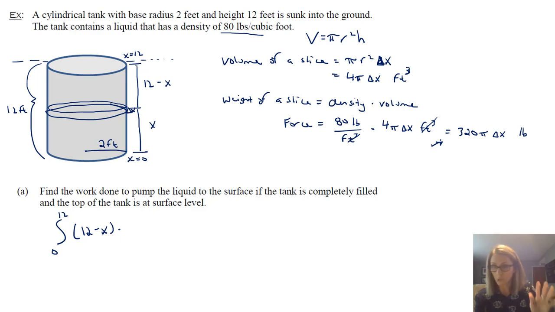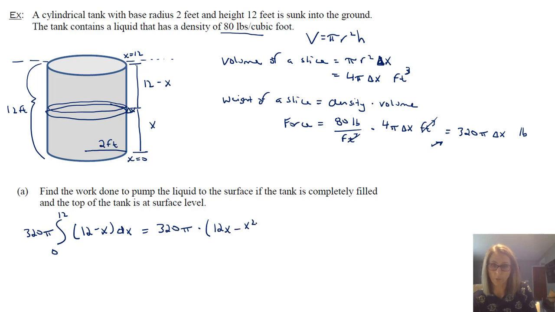And of course, what we can do, if you want, very simple, you can pull out the 320 pi because that's just a constant, and that delta x is your dx when you integrate, because you're doing that infinite number. So now it just becomes a pretty straightforward 320 pi times the integral of 12 minus x with respect to x, so that's going to be 12x minus x squared over 2. And then we're integrating from 0 to 12, so not too bad because we have that 0.